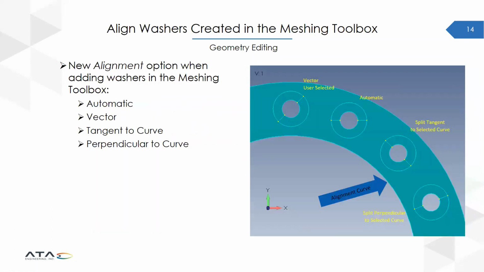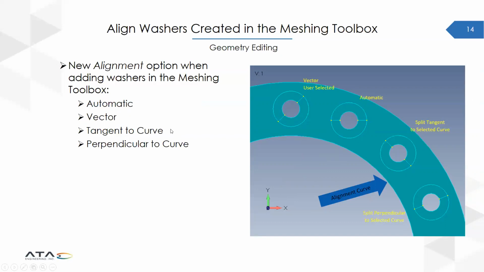And then finally, if we're creating washers in the meshing toolbox, there are some new alignment options that are available. These were available previously for pads, but not for washers. And so we have a couple choices here. The default automatic is what was available before, and in this case, it looks like it's just aligned to the global X direction. We can also specify a vector that we want to align those washers to.